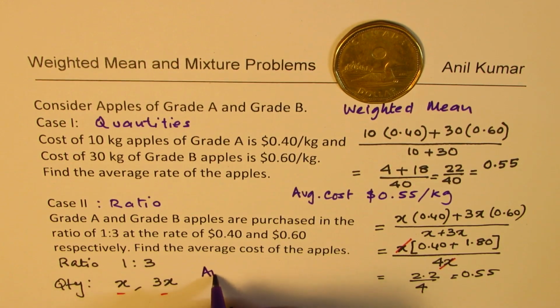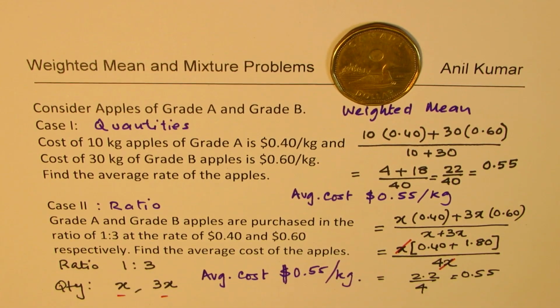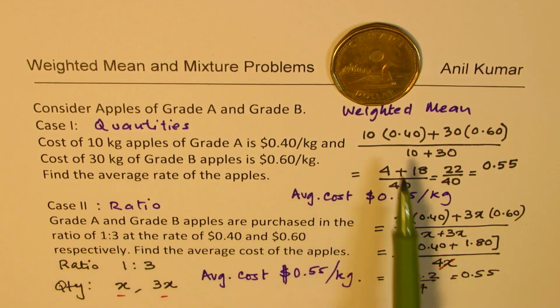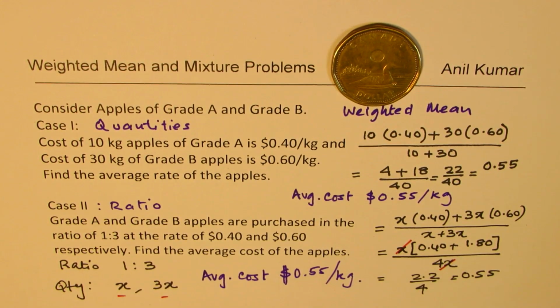So now again the average cost is what? Average cost this time also is 55 cents per kg. A very important thing which we learn in this part of the video is that these quantities can be replaced by simpler numbers to work with, and this strategy will be utilized in solving multiple choice questions in tests where you have to answer within a minute. Do you understand?